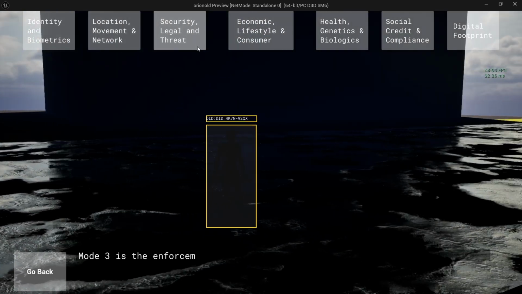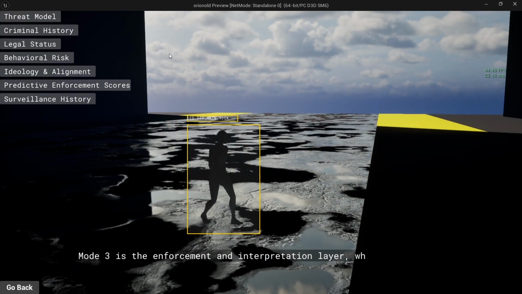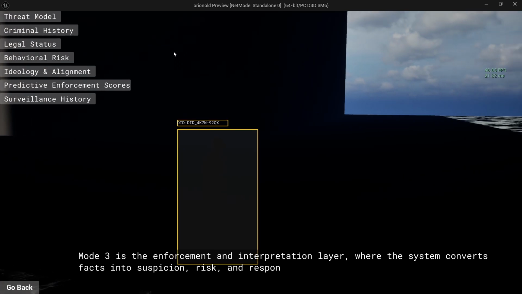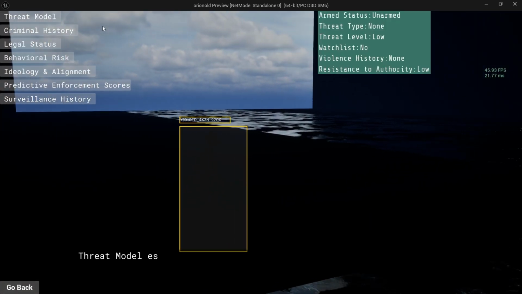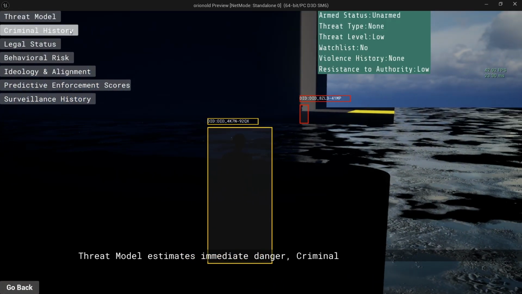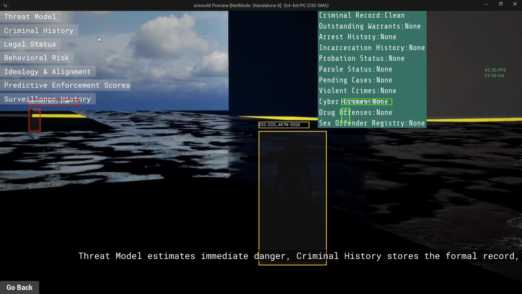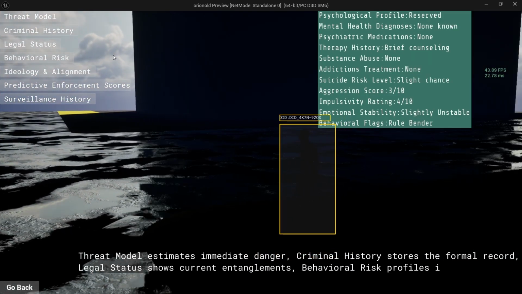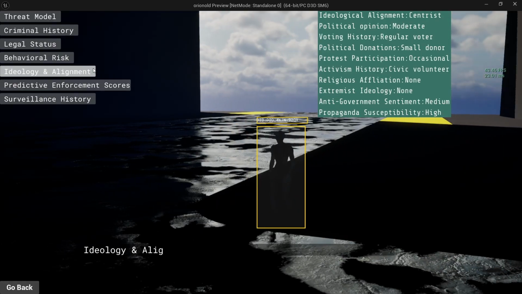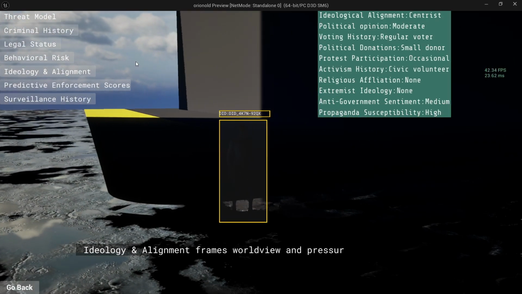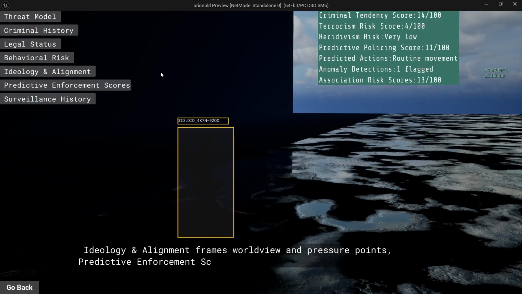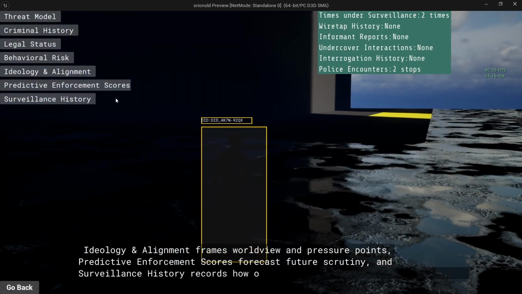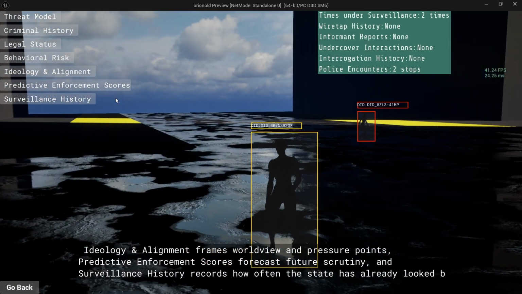Mode 3 is the enforcement and interpretation layer, where the system converts facts into suspicion, risk, and response. Threat model estimates immediate danger. Criminal history stores the formal record. Legal status shows current entanglements. Behavioral risk profiles instability, ideology, and alignment, framing worldview and pressure points. Predictive enforcement scores forecast future scrutiny, and surveillance history records how often the state has already looked back.